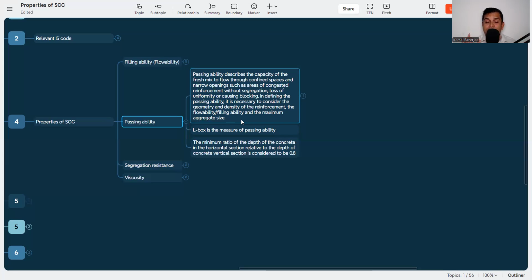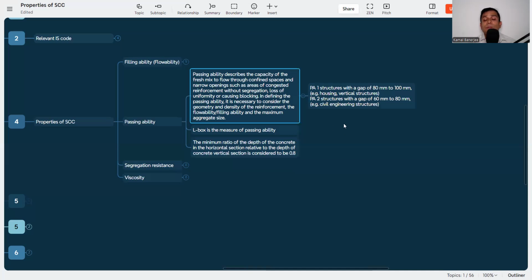That means concrete should pass in a congested area of reinforcement, narrow space. And what is the measurement? That is the L box, which is the measurement of the passing ability. Now, according to the passing ability, there are two categories. That is PA1, structure with a gap of 80 mm to 100 mm, and PA2, structure with a gap of 60 to 80 mm. That is PA1, PA2. So according to the gap of the structure, we need to find out which passing ability category should be used, whether it is PA1 or PA2. According to my structure, I need to determine what category should be used.